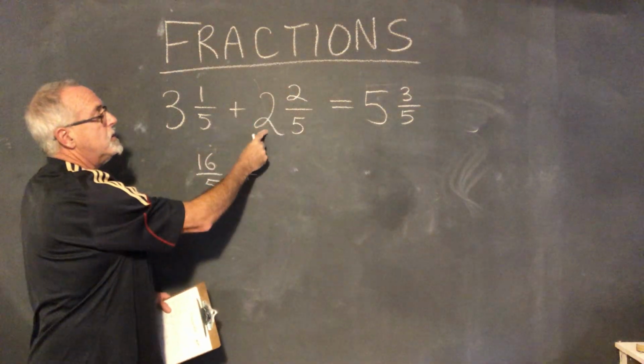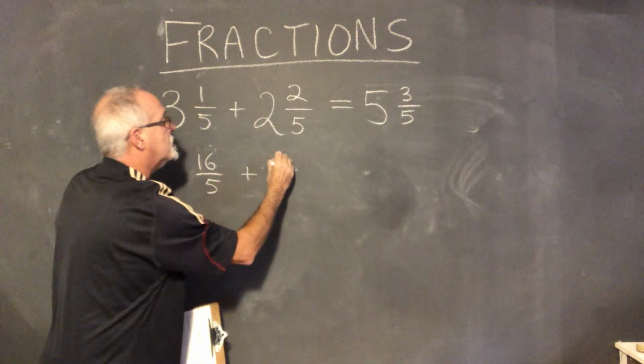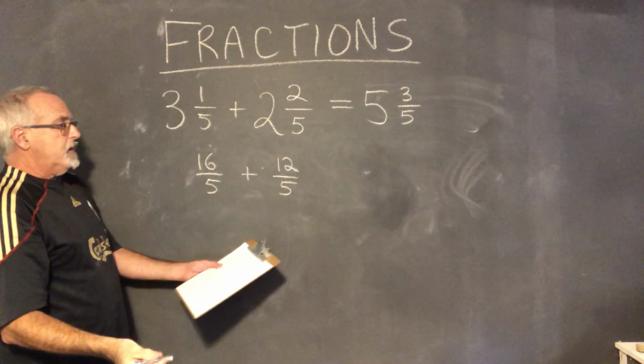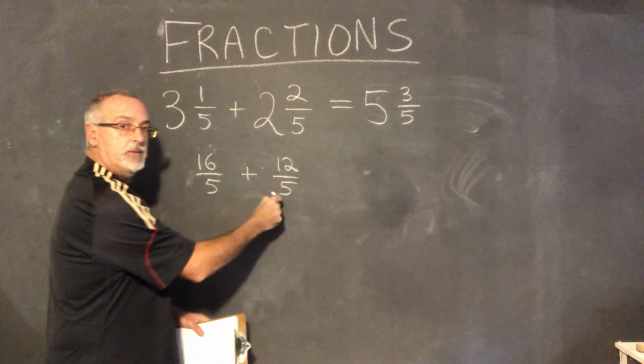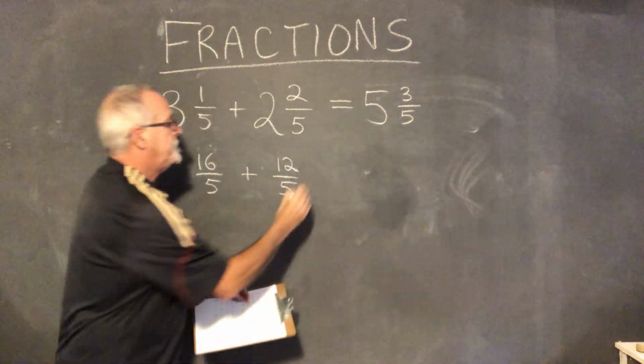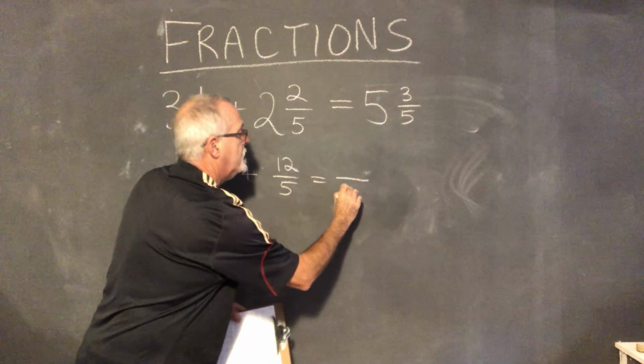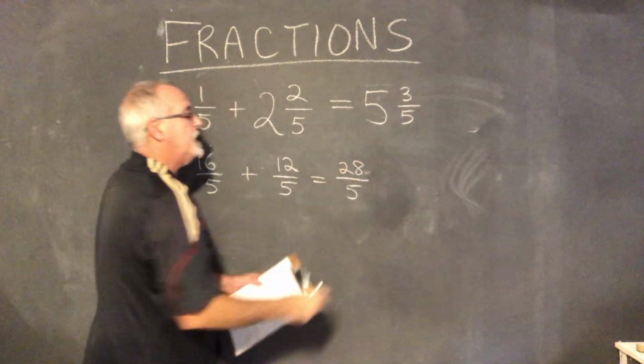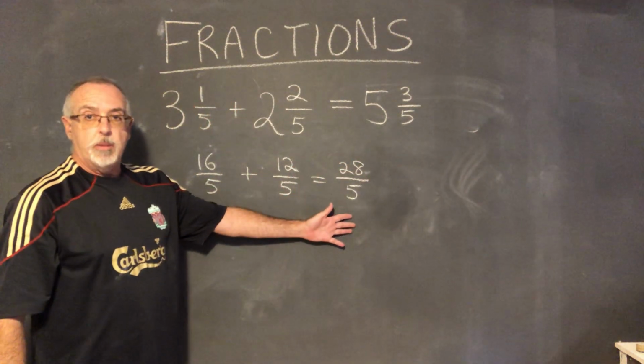Now let's do this one. 2 times 5 equals 10 plus 2 equals 12/5. Denominator stays the same. At this point, I can add these because they have a common denominator. When you add, the denominator stays the same. 16 plus 12 is equal to 28. We end up with an answer which is an improper fraction.